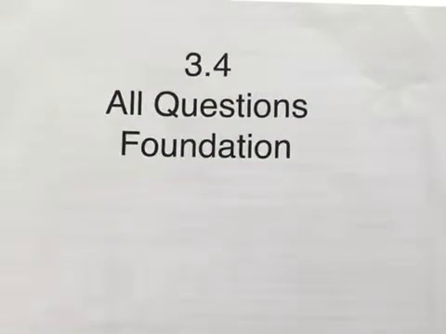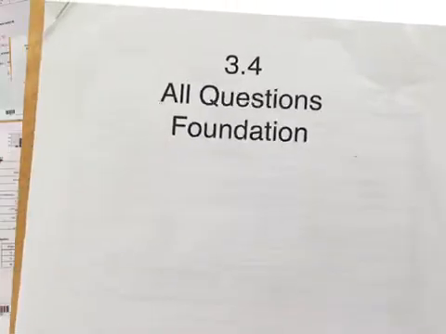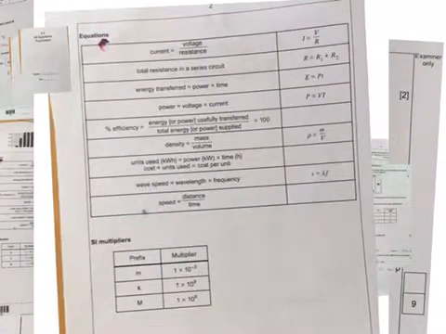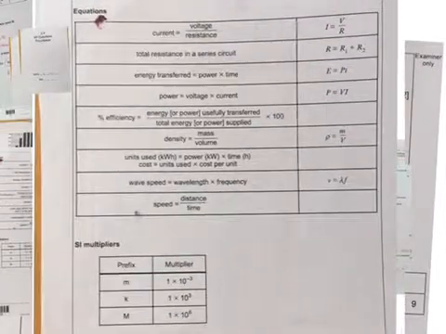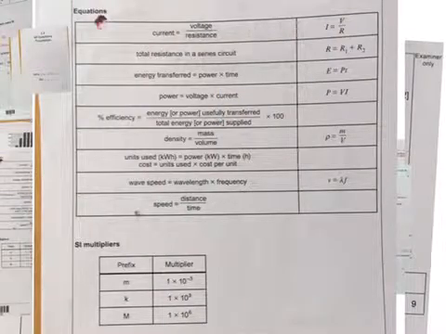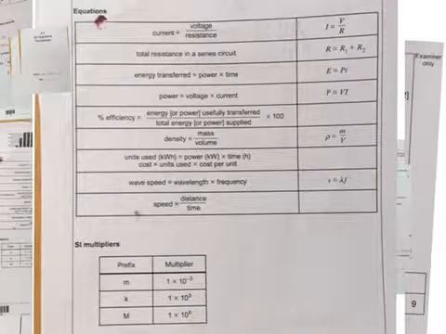3.4, Year 10, this is domestic electricity. These are all questions from foundation papers. Here's your formula sheet. We're going to be using mainly these ones and maybe the P power one, sometimes energy, I think, but we'll see. We'll see what crops up.